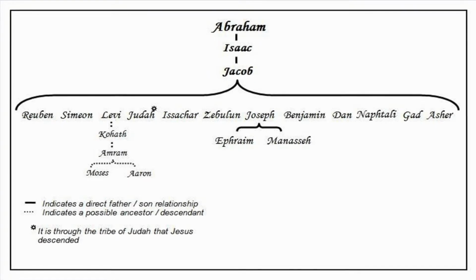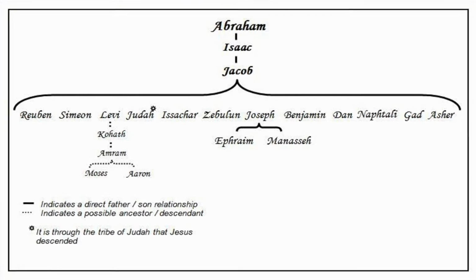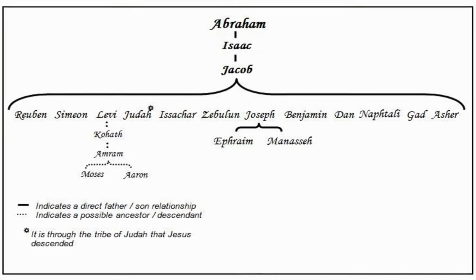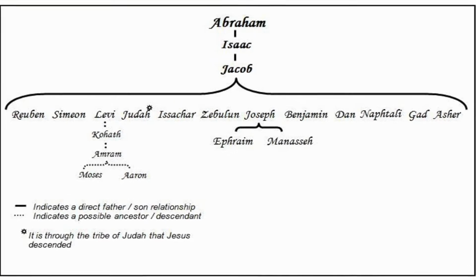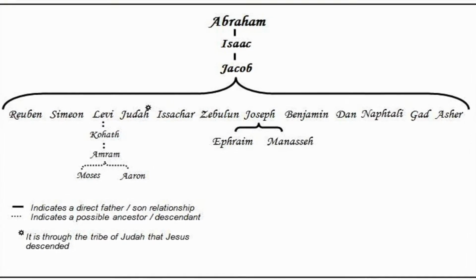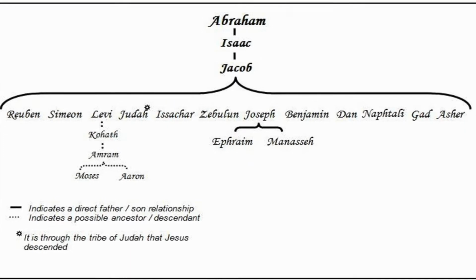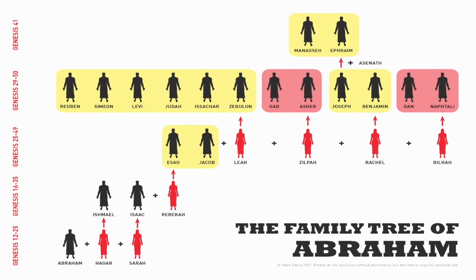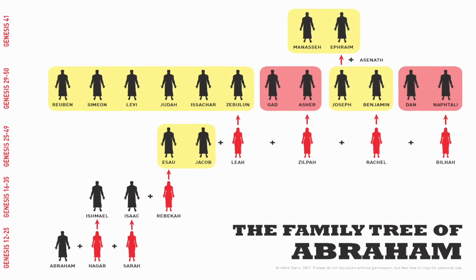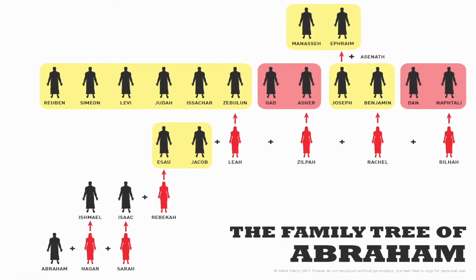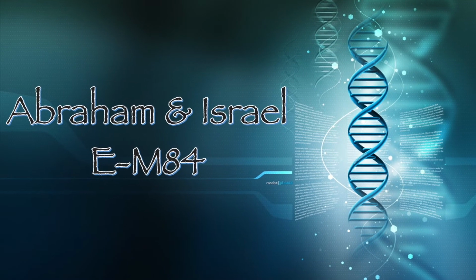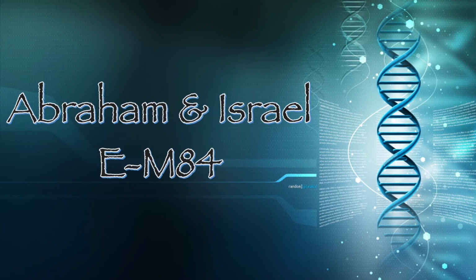Abraham's Y chromosome would have been passed down to his son Isaac, to his grandson Jacob, whose name was changed to Israel, and then the Israelites themselves, who paternally descend from Abraham and will carry his Y DNA haplogroup. With that being said, let's look at the first and one of the best candidates, in my opinion, for Abraham and the Israelites' Y DNA haplogroup. Abraham and Israel could be E-M84.